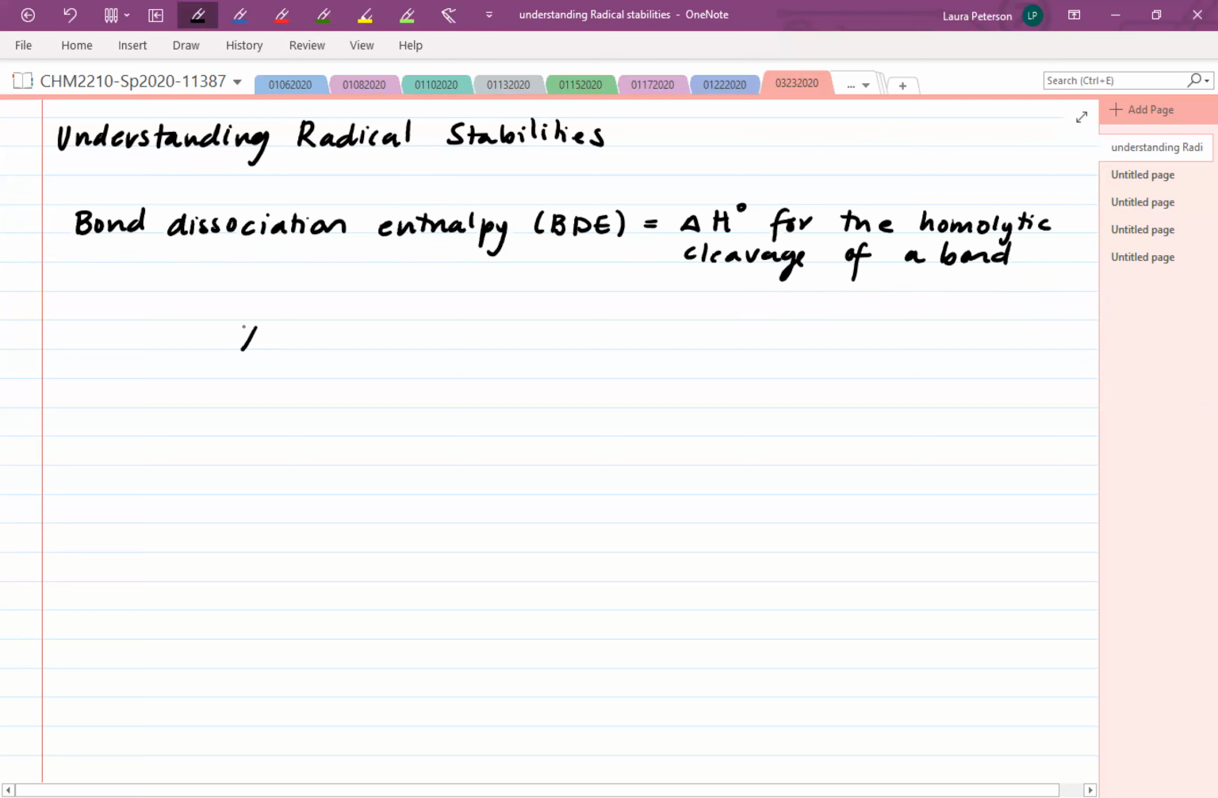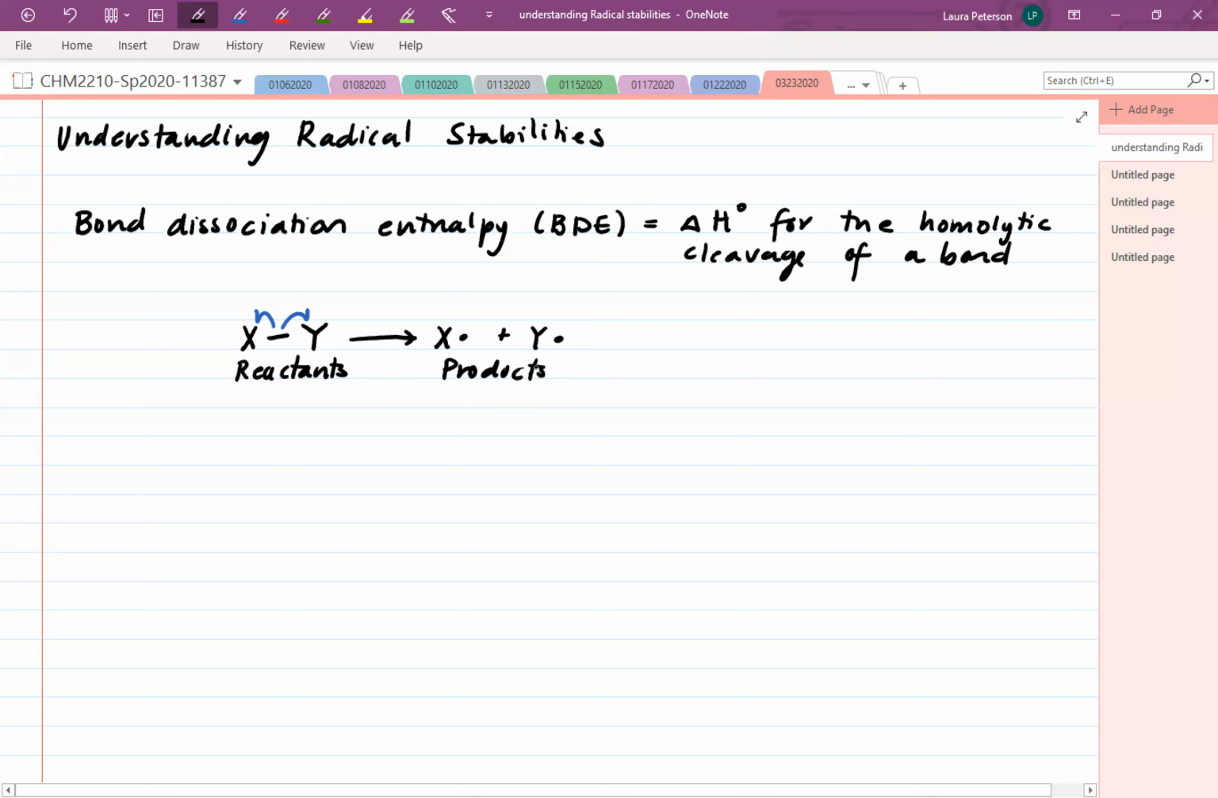So we're going to take some generic bond, X and Y. X and Y can be any atoms you want them to be. It could be bromine, bromine. It could be carbon, hydrogen. It doesn't matter what those two atoms are. If we consider the homolytic bond cleavage mechanism, remember that both atoms of the bond end up as a radical with a single electron going in each direction. So in this case, we would end up with an X radical and a Y radical. The delta H of this reaction, the difference in energy between reactants and products, is defined as the bond dissociation enthalpy.